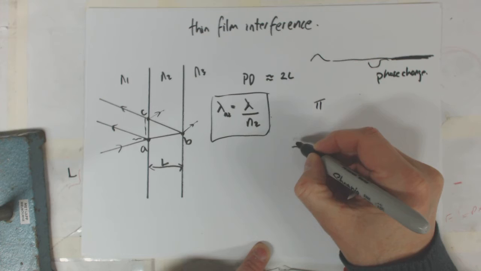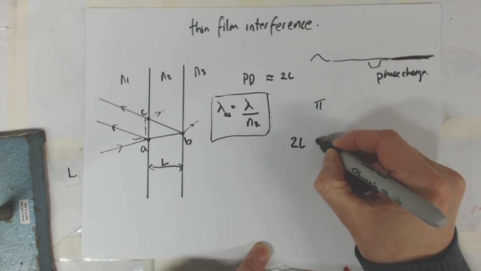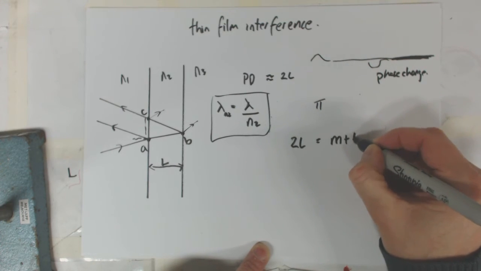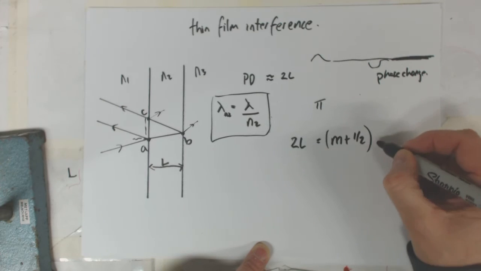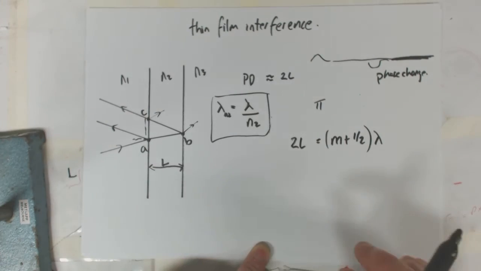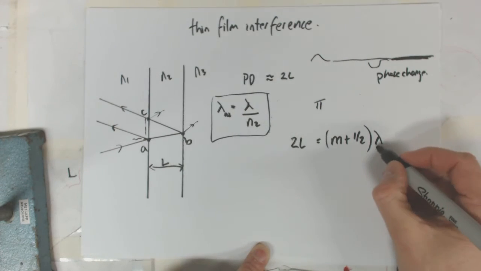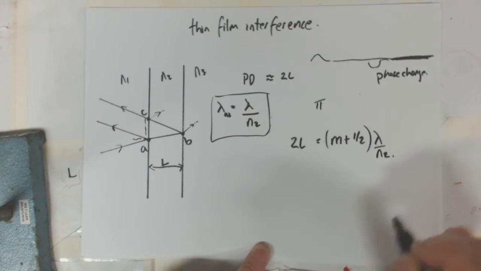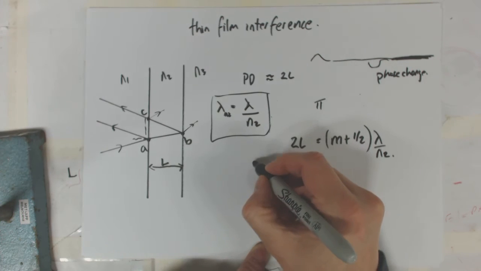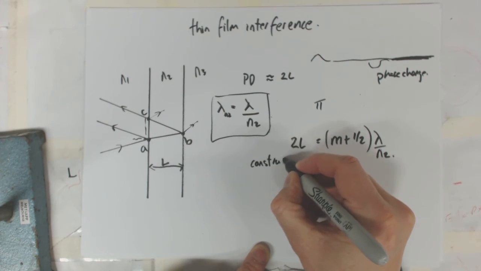So we can say 2L must be equal to m plus 1/2 times the wavelength inside that medium, which is the wavelength over n2. So that would be constructive interference. All right?